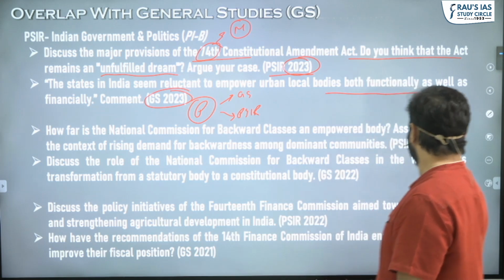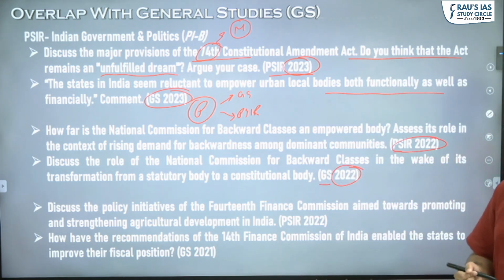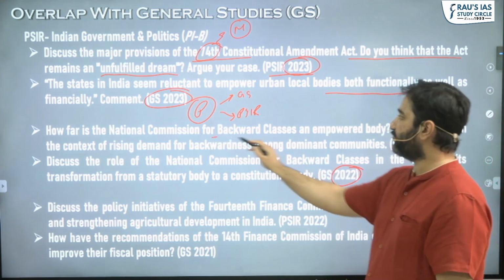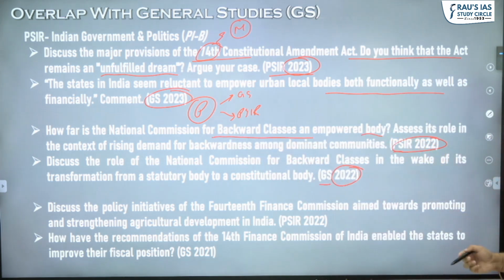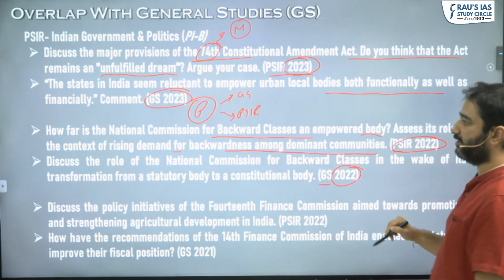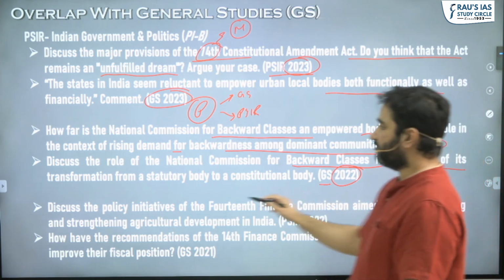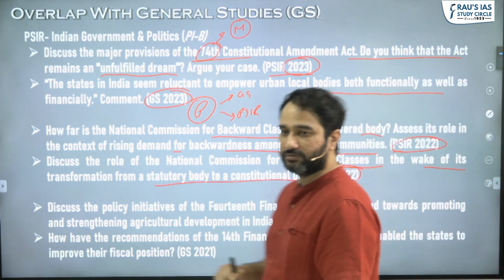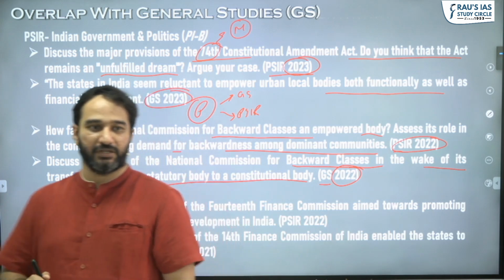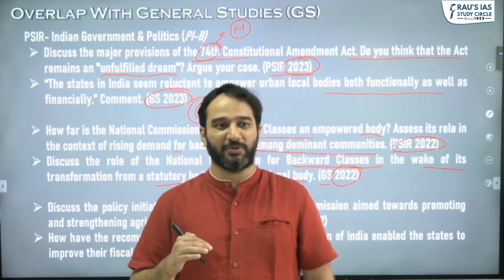If you see 2022, this in GS, first one in political science. How far is the National Commission for Backward Classes an empowered body? Assess the role of the rising demands for backwardness among the dominant community. Discuss the role of the National Commission for Backward Classes in the wake of transformation from statutory to constitutional. The answer is going to be a little different, but the source is still the same.